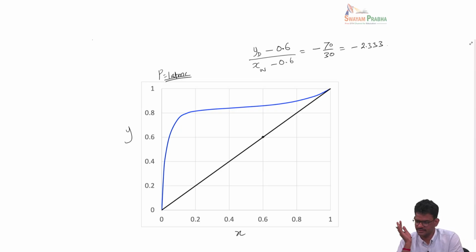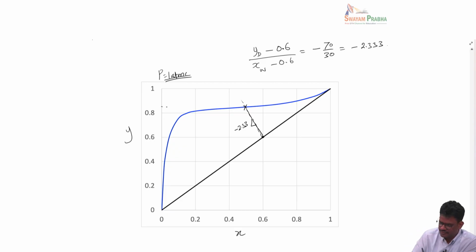minus 2.333. We know one point and I know the slope, and I can always draw this line. I'm just sketching it here, but you can do it with a scale. So this is a line with a slope equal to minus 2.333. Then you see where it cuts, and from here you read the value of YD and then correspondingly XW.